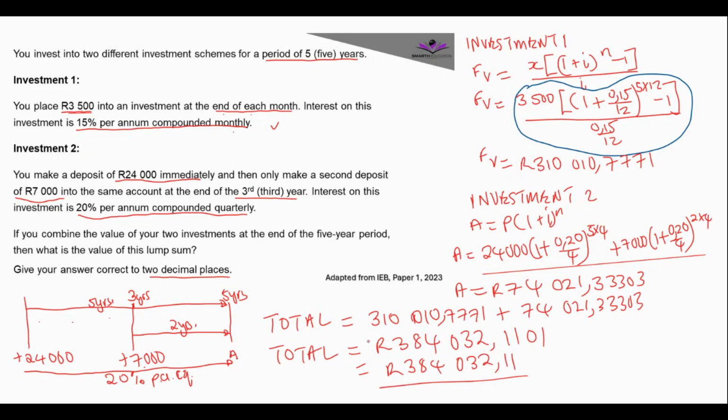Remember, money always must be in two decimal places. You can't leave it as one decimal place, ever. Even if there's one decimal place, let's say you get 2,5. You can't leave it like that. You have to put a 0 there, so that it becomes 2 rand 50.